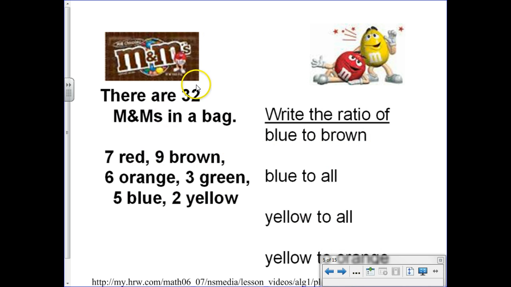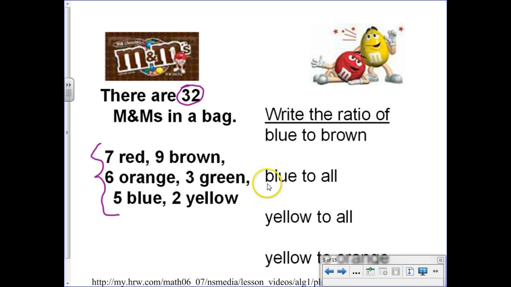All right, so let's go to my favorite topic in the whole world, which is M&Ms. Let's say you get this nice pack of M&Ms, and of course you dump them all out and analyze them, because weird people like me tend to want to separate the colors and look at how they're arranged or what quantities you've got of each one. So in this particular bag we have 7 red ones, 9 brown. Don't you always have the most brown? Yeah. 6 of them are orange, 3 are green, 5 are blue, and 2 are yellow.